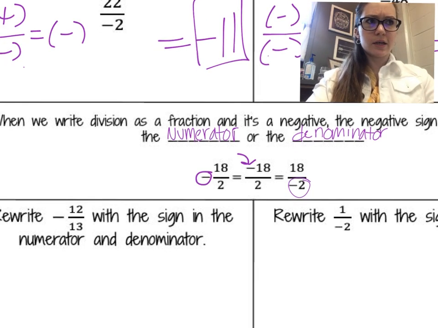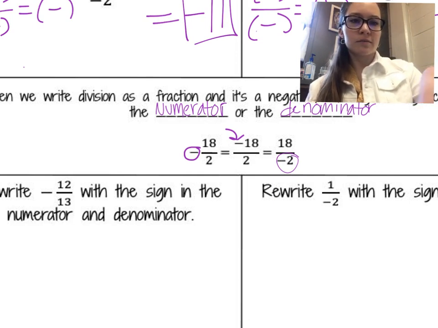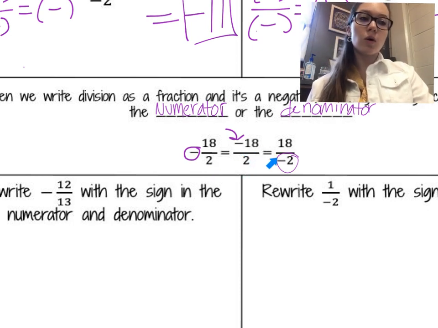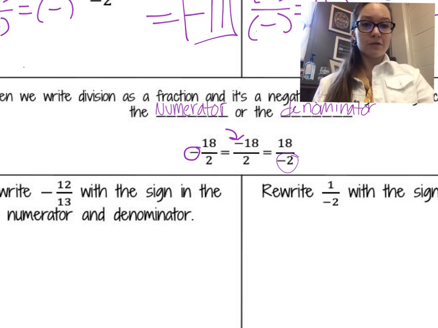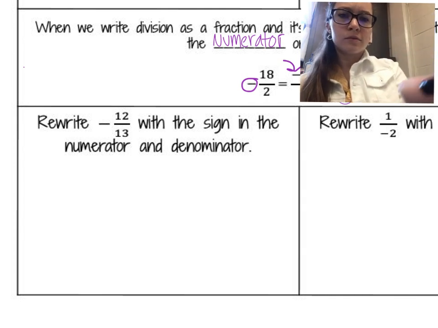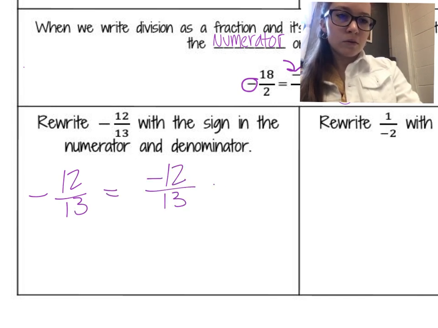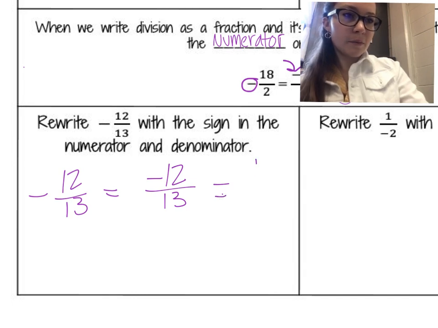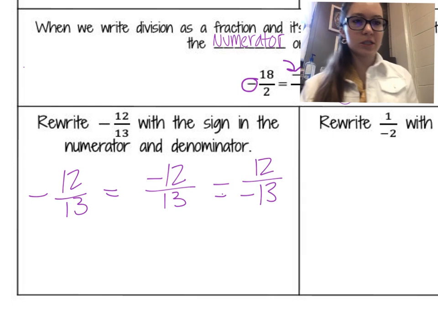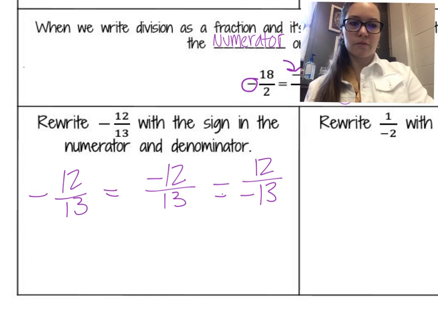I did write those spaces really tiny. I apologize. Woohoo! So yeah, so here it was negative 18 over 2, which became negative 18 over positive 2, or you can write it as 18 over negative 2. So let's just practice rewriting those. So we have negative 12 over 13. So that can be a negative 12 over positive 13. Or it can be a positive 12 over a negative 13. So I can put it in the numerator or I can put it in the denominator.